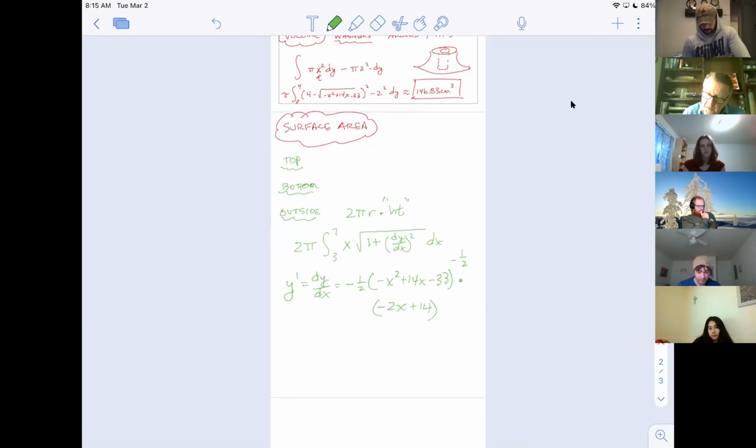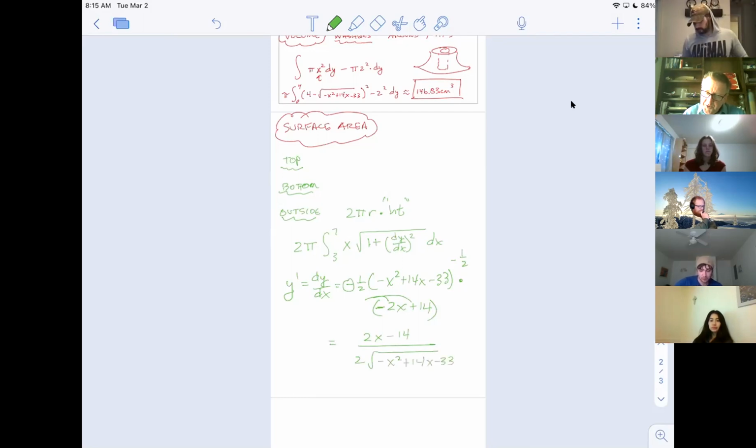So to write it a little cleaner, well, there's a negative here. I don't really like the negative. I hate negatives. And so if I multiply the negative into this statement, then that becomes 2x minus 14. There's a 2 on the bottom. And then there's the square root of all that junk.